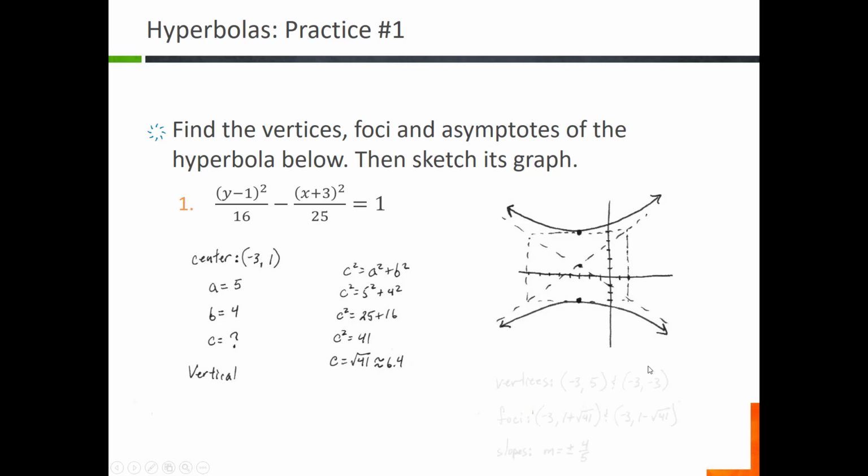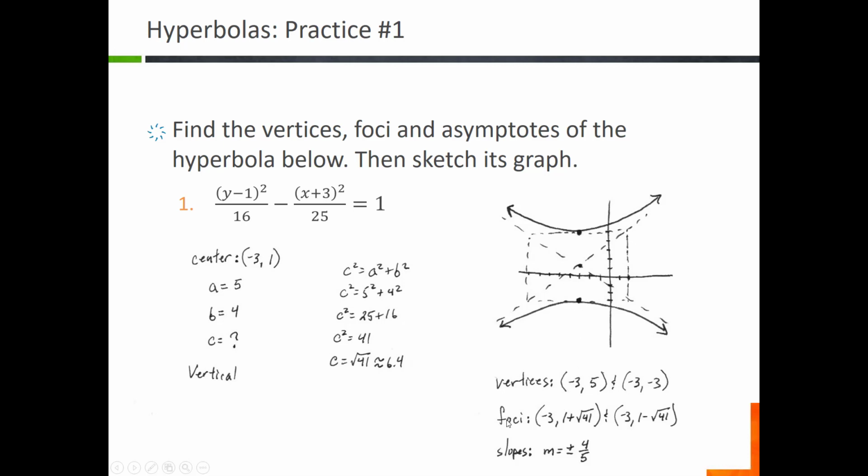And then from there we can list out all of our points. We know the vertices, again, are going to be at the same x-coordinate as the center, so -3. If we go 4 units above, so 4 units plus 1 would be 5, so (-3, 5). 4 units below (-3, 1) would be (-3, -3). So it's these 2 points here.